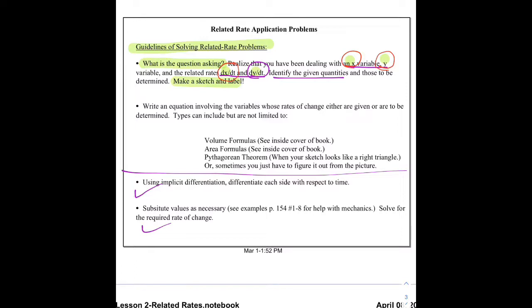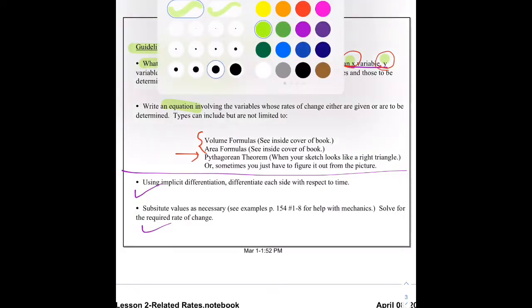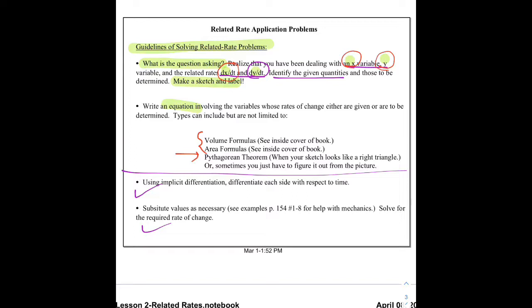The last thing you're going to have to decide by reading the problem is how you are going to construct your equation. All right, most of your equations probably will stem from some type of geometry formula. Volume and area formulas can be found on the inside cover of your book. You can also ask Siri, you can ask Google, you can ask Alexa. Pythagorean theorem is used often, and this is where I'm going to make a decision to skip some of the problems. Some of the textbook problems, you just have to figure out from the picture, but we're not going to do too many of those. Most of the problems we will do will be based on some geometric formula.